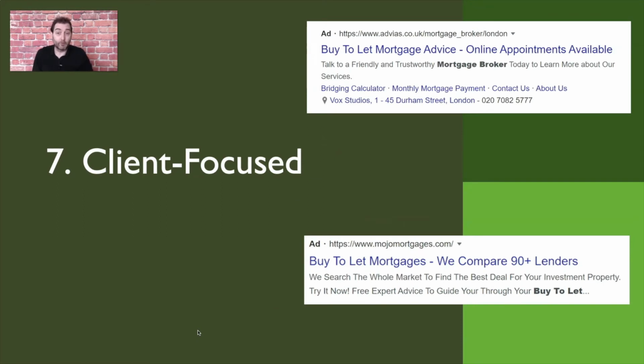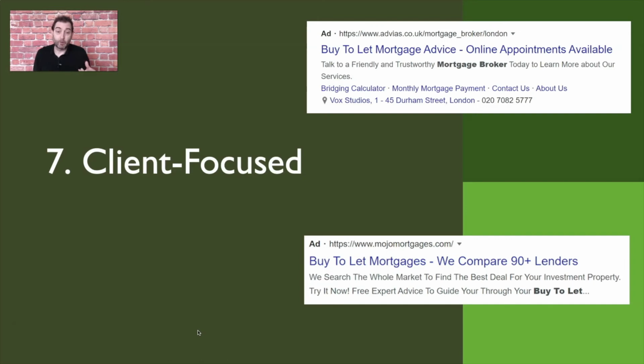Always make your ads client focused, so talk about the client and the benefits that they get, and talk about the things which are important to them, rather than banging on about what a great mortgage advisor you are and how experienced you are and that kind of stuff. So you can see the difference with these two ads here, that in the top one it's all about the broker. It's talking about the fact that the broker is friendly and trustworthy, and it's saying that what you should do is find out more about their services.